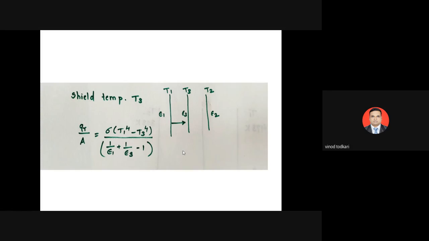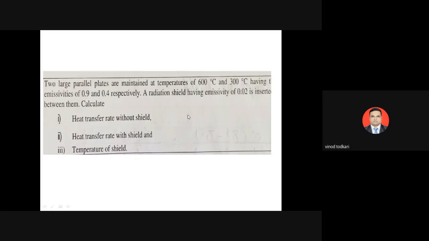So what you can do, on a similar track, you can find T3. What will be one more option to work out T3? Here we have considered the heat flow rate from 3 to 2. In spite of that, let's say any student says that whatever heat is flowing from 1 to 3, the same amount of heat is flowing from 3 to 2. So what equation will he write? He will write QR upon A is equal to sigma into bracket T3 raised to 4 minus T2 raised to 4 divided by 1 upon epsilon 3 plus 1 upon epsilon 2 minus 1. And he will get the same answer for T3. Okay, I believe that this is clear to you.